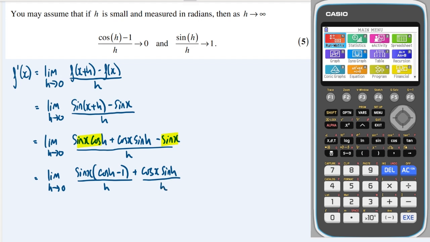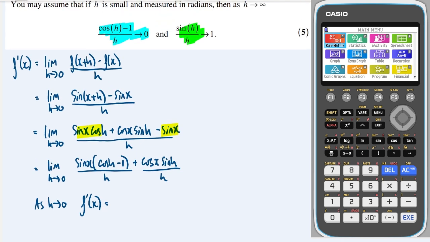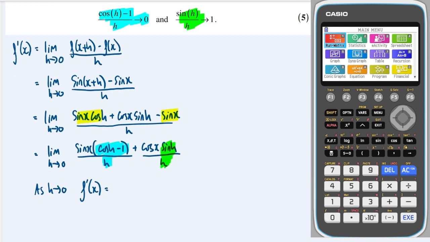and we do that because we are given this, and we are given this. So we say as h tends to 0, f dash of x will equal, well, this blue bit here will tend to 0, which means that left fraction there will be completely 0, and this green bit here will tend to 1, so we're just left with cos of x.